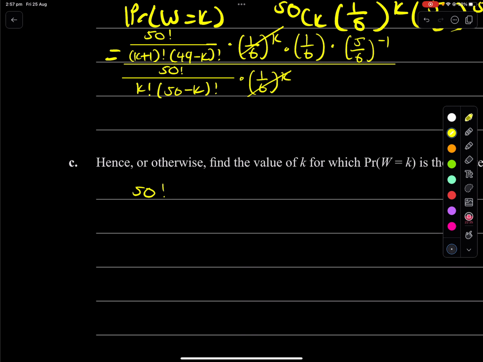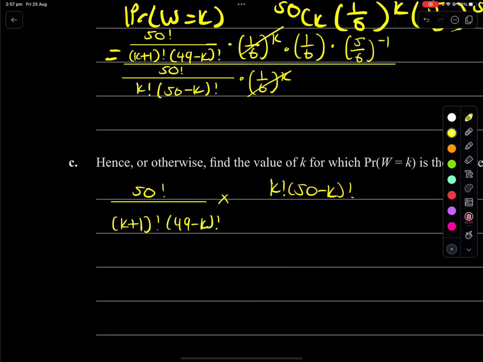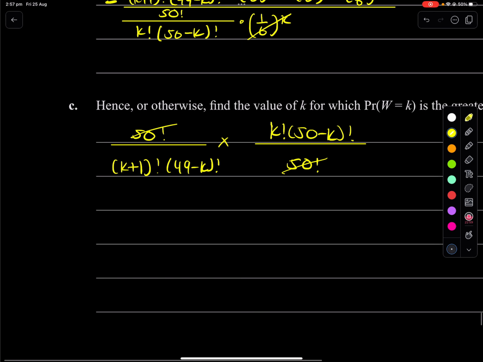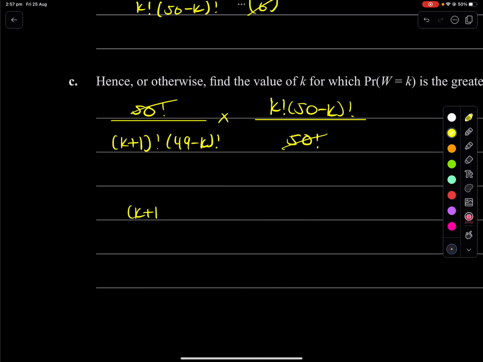So we're saying 50 factorial over (k plus 1) factorial times (49 minus k) factorial, divided by, so we can say times the reciprocal, k factorial times (50 minus k) factorial all over 50 factorial. Okay, these 50 factorials cancel out. There's actually a trick. If we have, let's say, (k plus 1) factorial, this can be simplified to, so the inside function, which is this k plus 1, imagine minus 1 from it, which will be k. So this is how there's a formula for this.